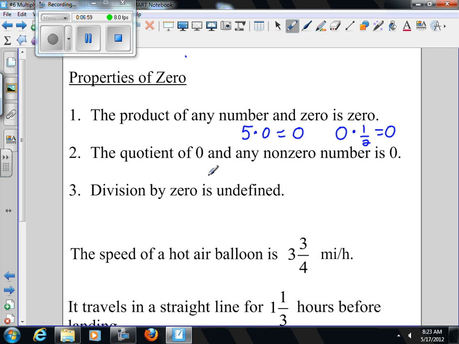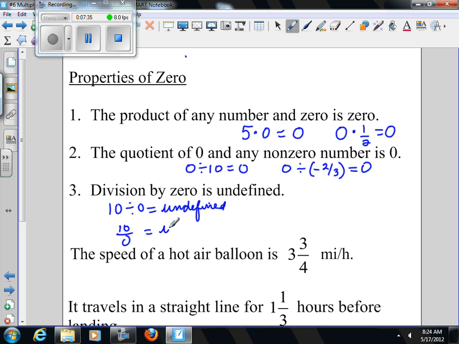The quotient of 0 and any non-zero number is 0. So in other words, if I took 0 divided by 10, that is 0. If I took 0 divided by negative 2/3, that is 0. The one thing that doesn't work is division by 0. It's undefined. So if I took 10 divided by 0, or if I set it up as a fraction, 10 over 0, that is undefined. You cannot divide by 0.